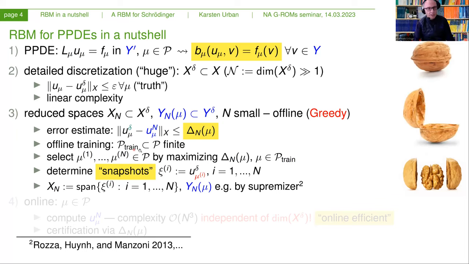And then the offline training works as follows. You pick a finite training set out of this set of all parameters. You select samples of the parameter by maximizing this error estimator over the training set. You start your detailed truth discretization by putting here the parameters that you choose. You take your favorite finite element, finite volume, spectral element, DG solver, and you get this Xi I in the offline phase. And then finally, this space Xn is just the linear space that is the span over all those snapshots.